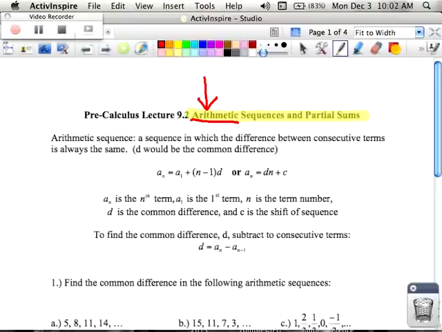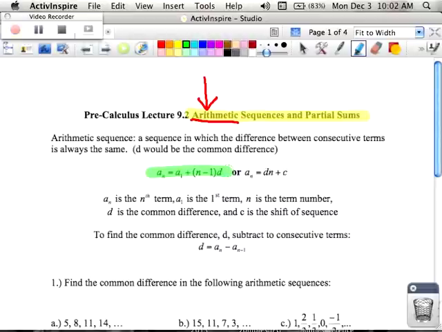So up in the beginning, they have these 2 formulas. I don't really do both of them. I just memorized one because, kind of like the law of cosines or anything else, if you know one, you kind of know them all. So I know this one. A sub n is equal to a sub 1 plus parentheses n minus 1 times parentheses d. So that's looking for any particular term in a sequence.